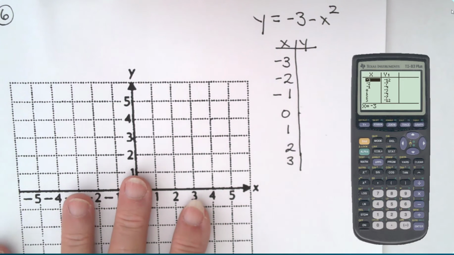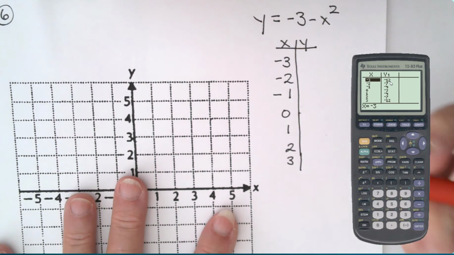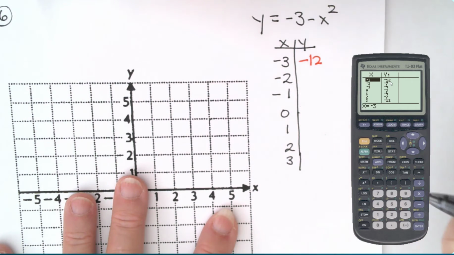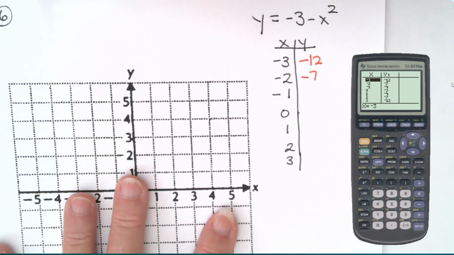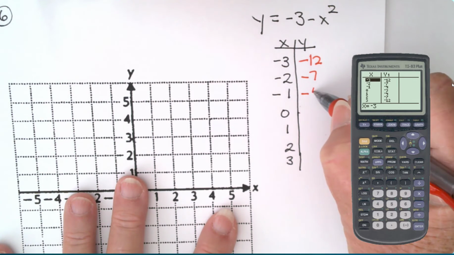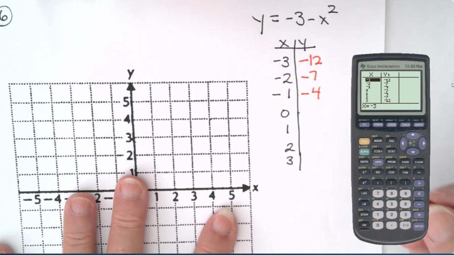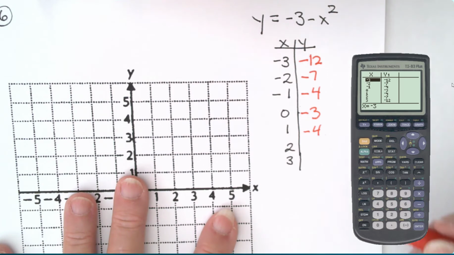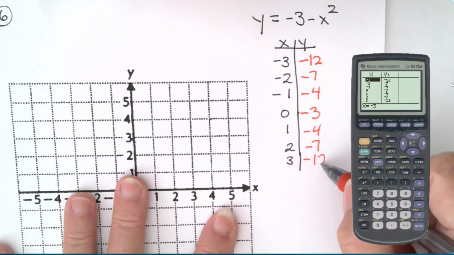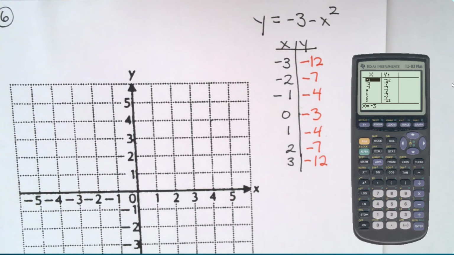And those are my values that are on that picture. So for -3, I should have -12. For -2, I should have -7. -1, I should have -4. 0 goes with -3. 1 goes with -4. 2 goes with -7. And 3 goes with -12. And then I could easily transfer it to paper.